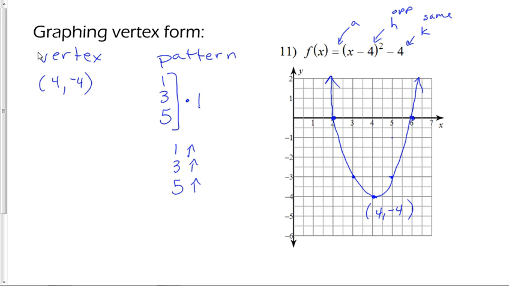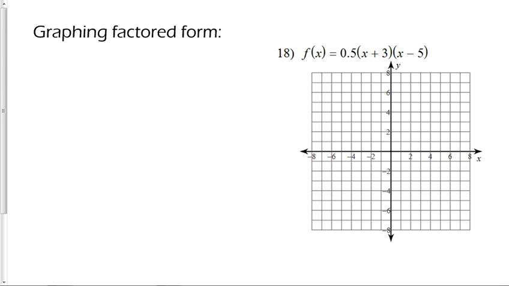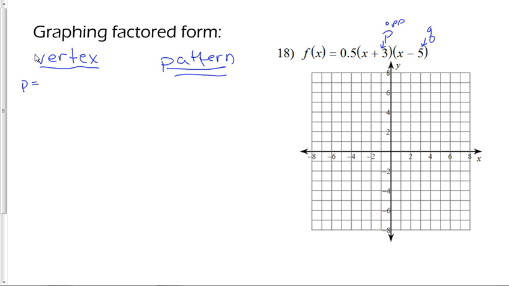Go ahead and rewind that if you didn't quite get where the pattern was and all that kind of stuff, and learn how to do the vertex form before you are allowed to retest. Let's do one factored form. Now, factored form, remember, gives us the x-intercepts. So we need the vertex, and we still need a pattern. So for the vertex, we find p. Here is p, and it's the opposite. Here's q, and that's the opposite also. So p is negative 3, and q is positive 5.